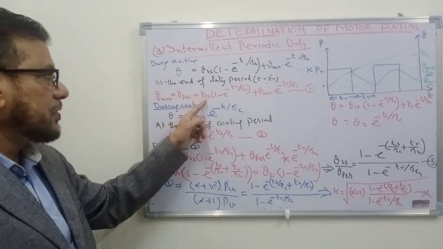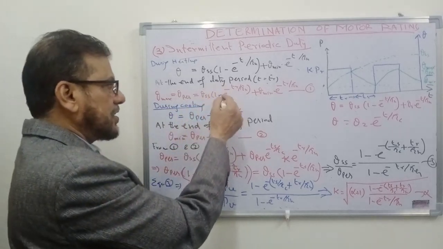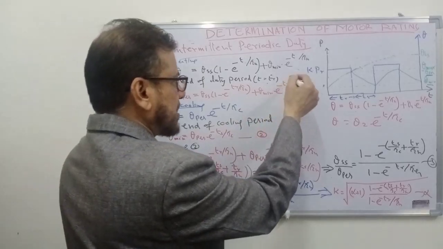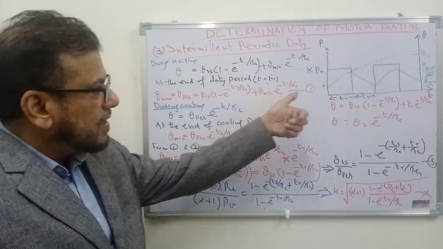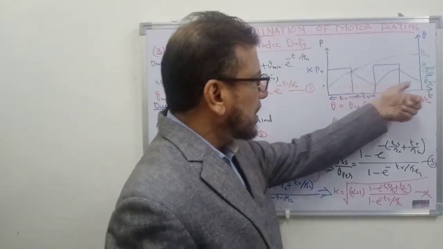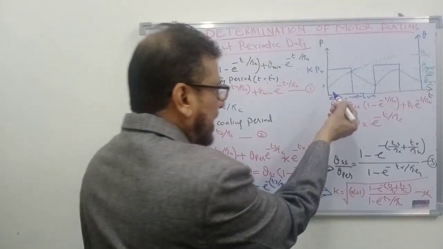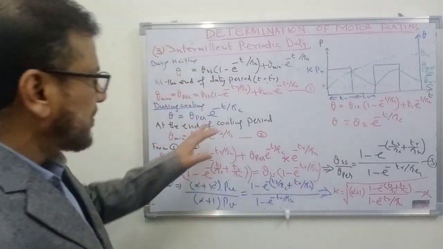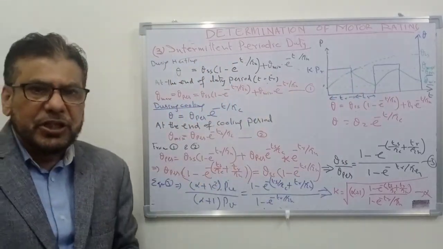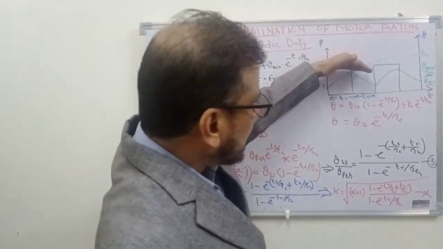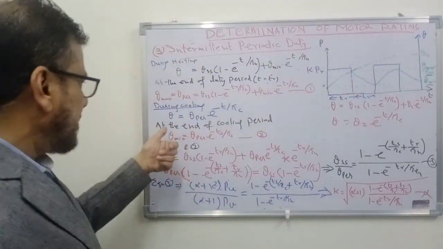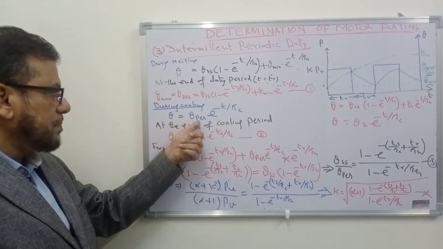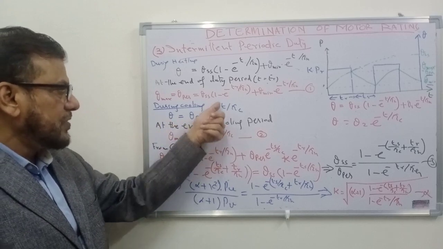So theta permissible is equal to theta SS (1 minus e to the power minus TR upon tau h) plus theta min e to the power minus TR upon tau h, where theta min is the minimum temperature during the cycle. That is the starting point of this cycle. So this is the minimum temperature. So this is equation number 1. During cooling, the initial temperature is theta max. So the temperature will be like this: theta equal to theta PER e to the power minus t upon tau c.